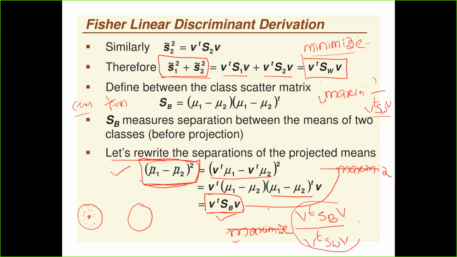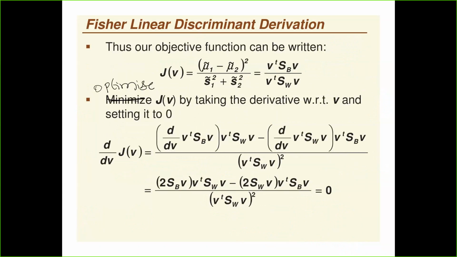We want to maximize V transpose SBV divided by V transpose SWV. Clear? So our objective now is to find V such that this is maximized. What is the parameter of our objective function? The parameter of our objective function is V. V is the line direction. Where to project is the question, right? In which direction the classes are well separated is the question. So we're just trying to formulate that objective.